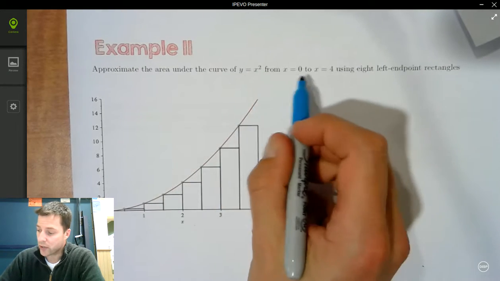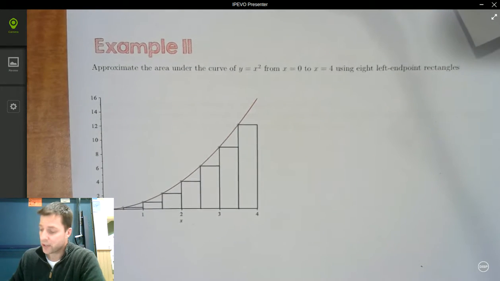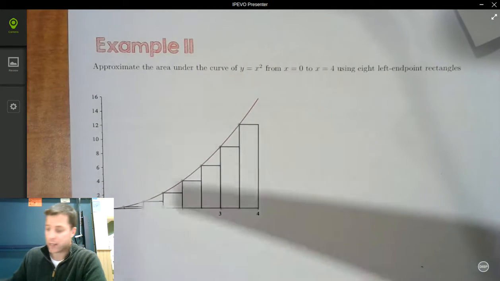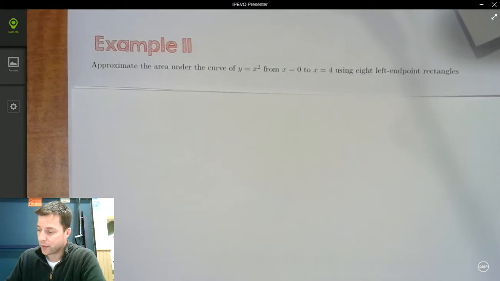Okay, so x squared from 0 to 4, same interval. So let's look at what happens. And notice there's still some gaps there. Okay, but let's see what happens when we go through this.